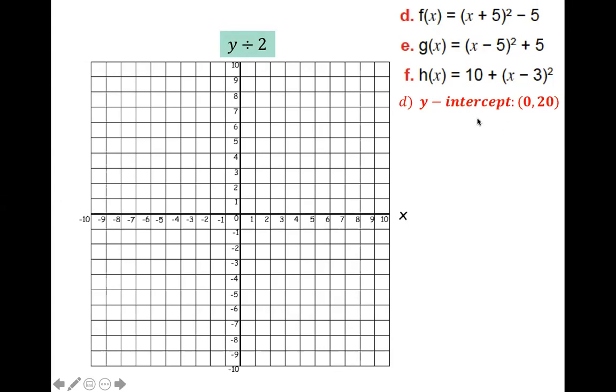Okay, so the y-intercept is where the graph crosses the y-axis, where the graph is intercepting the y-axis. So that happens when x equals 0. So if I was to replace x here with 0, you get (0 + 5)², 5 squared is 25. Then 25 take away 5 would just be 20. So that's why your first point here would be (0, 20).